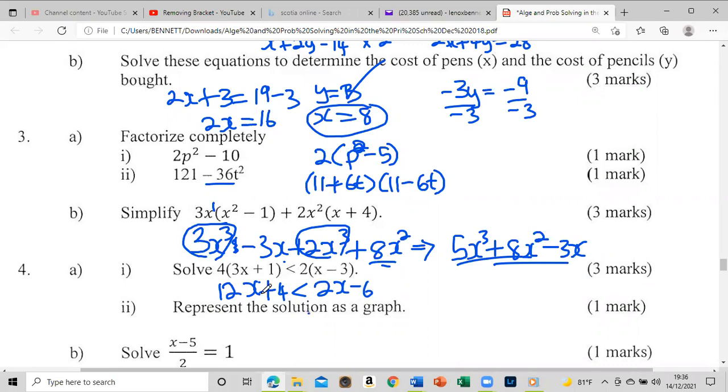All right, so we group the like terms now. So the 2x will go with the 12x. Minus 2x and then negative 4, negative 6. And when you carry it over here, it becomes minus 4. And then 12x minus 2x gives you 10x less than negative 10. And we divide by 10, right?